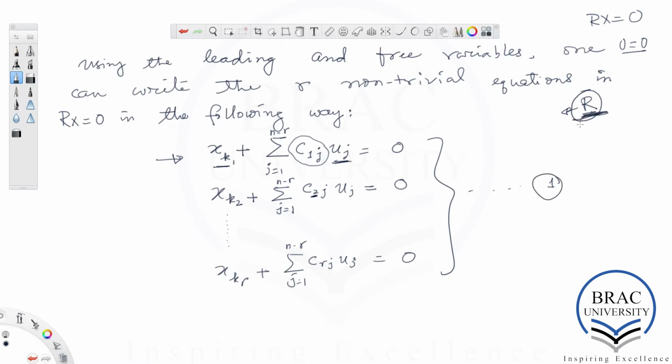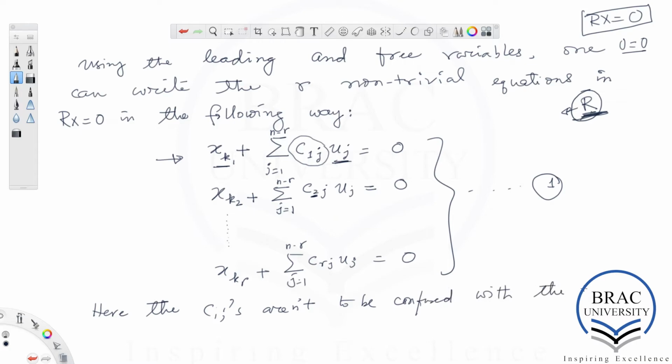Okay, the non-trivial equations corresponding to Rx is equal to 0. Okay, good. So this is what I have written down here. Here the Cij's are not to be confused with the entries of R.